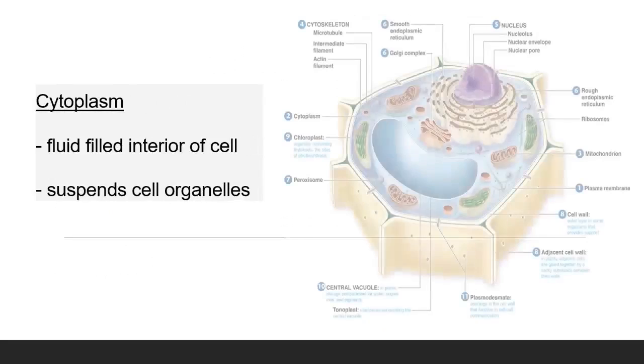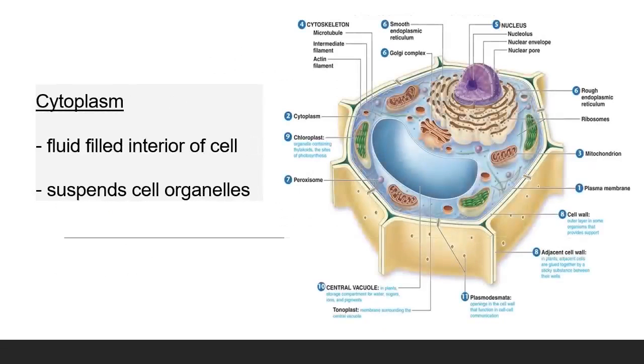First, we have the cytoplasm. So the cytoplasm is the region between the cell membrane and the nucleus. This is also the region where we can see many cell organelles. It is semi-fluid in nature.